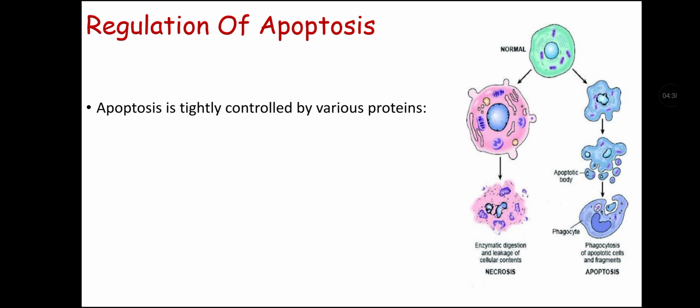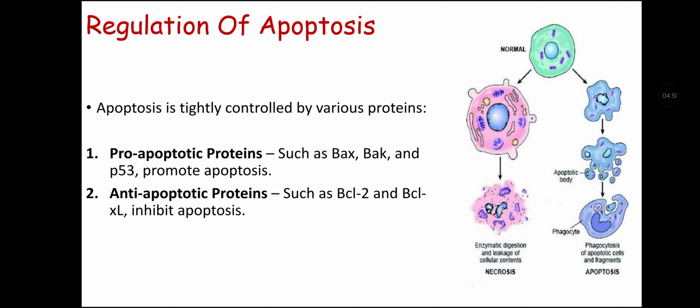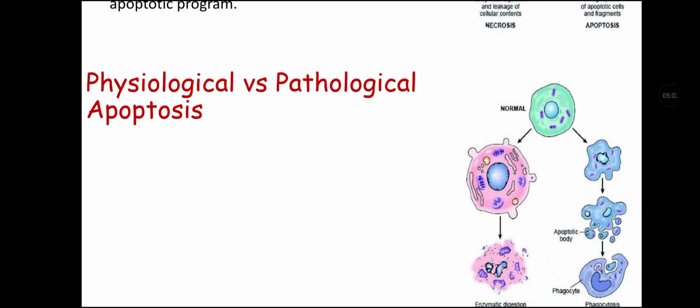Regulation of apoptosis. Apoptosis is tightly controlled by various proteins like pro-apoptotic proteins such as BAX, BAK, and P53 that promote apoptosis, and anti-apoptotic proteins such as BCL2 and BCLXL that inhibit apoptosis. And then there are also caspases, a family of proteases that execute the apoptotic program.